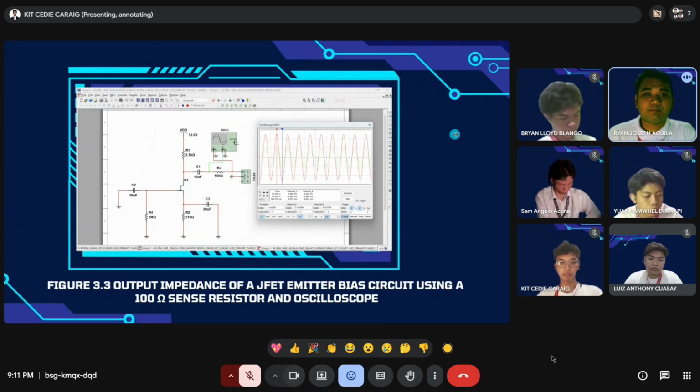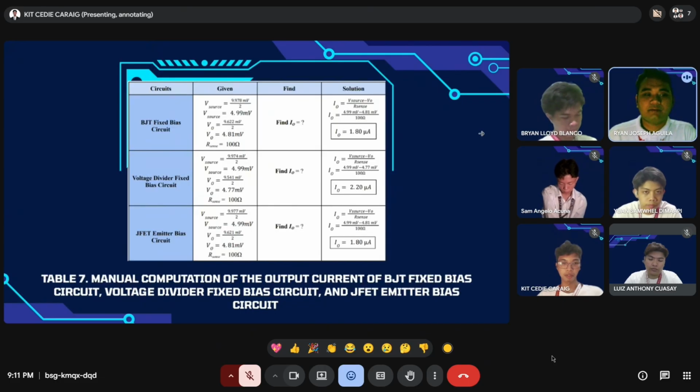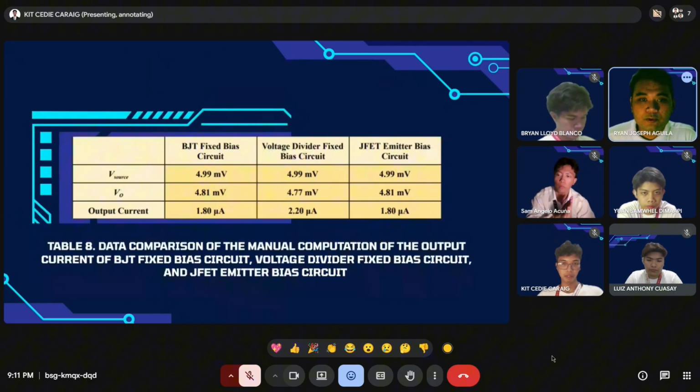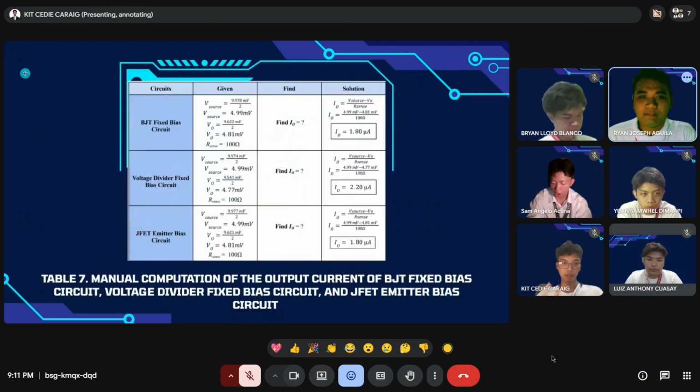The AC signal is applied to the gate and flows through the drain and sense resistor. Observing the oscilloscope, the difference between the input and output signals is again very small, and this table is the manual computation of the output current of the BJT fixed bias circuit, voltage divider bias circuit, and JFET emitter bias circuit. The formula we use to calculate this is that the output current is equal to V source minus the output voltage over R sense. Next slide, please.